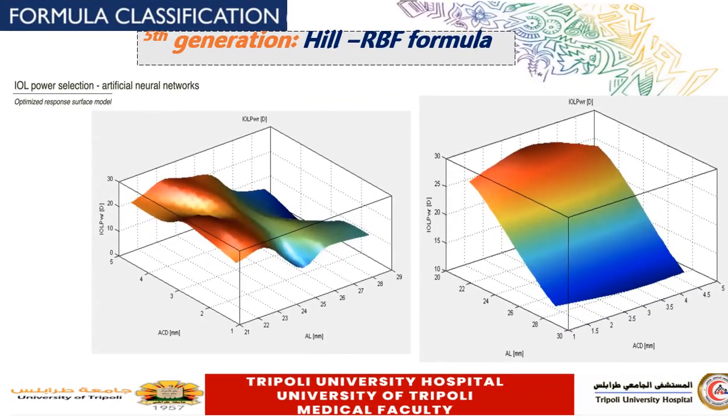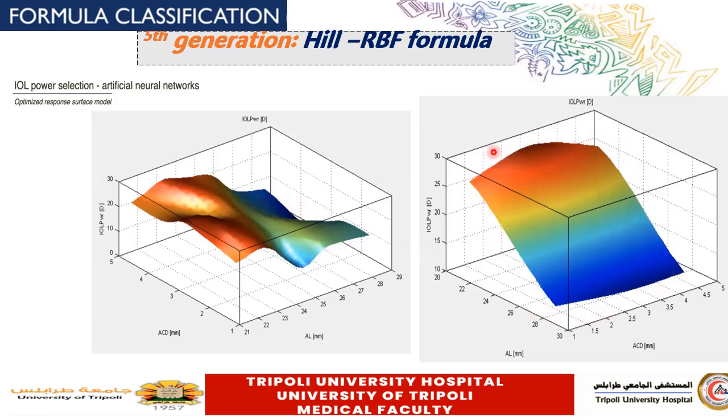This diagram shows what's known as the optimized surface model. After collecting the data and storing it in the system with different variables for the AC depth, axial length, and keratometric power, about 13 variables are stored. Initially, because of the shortage and small amount of data, the surface appears irregular, and after the data increase, there will be smoothing of the surface.